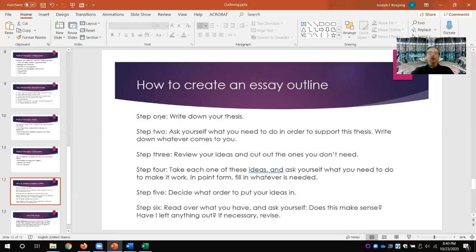Step 5 is you decide what order to put your ideas in. So in deciding what order to put your points in, you have to think about it in terms of what's going to make a clear and compelling case for your thesis. What does your reader need to know in order to understand what you have to say? So if your reader needs to understand point B before they can understand point A, then obviously you need to put point B in your essay first.